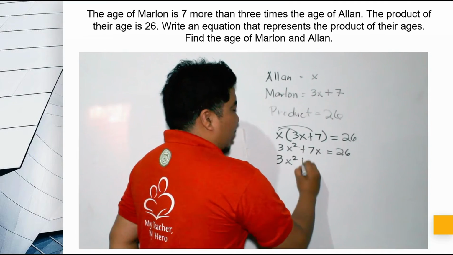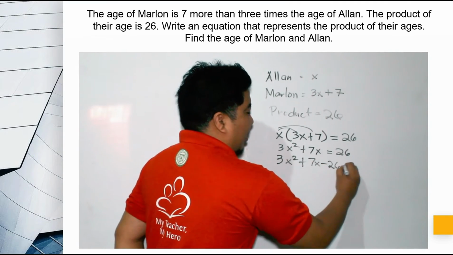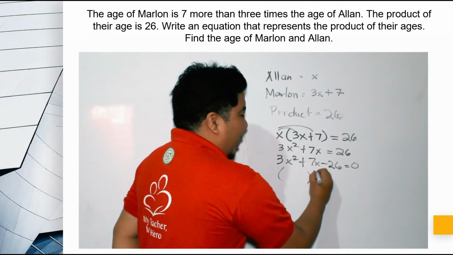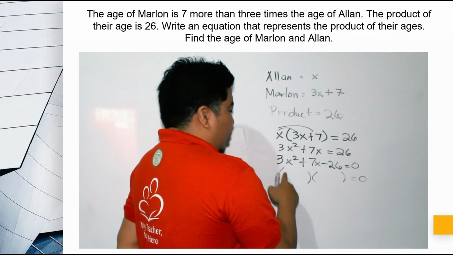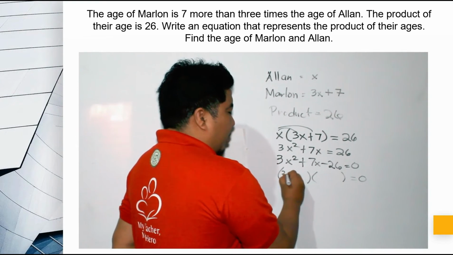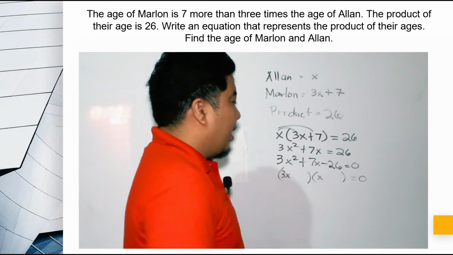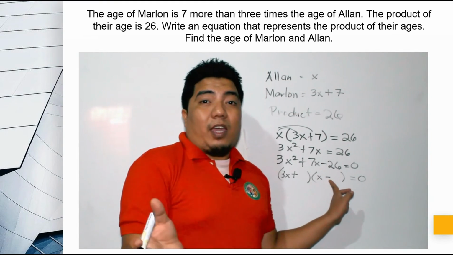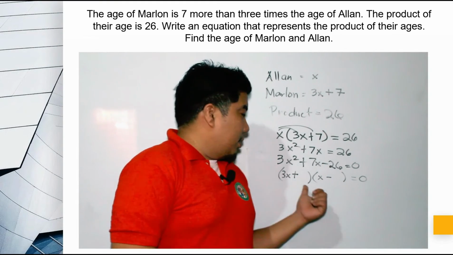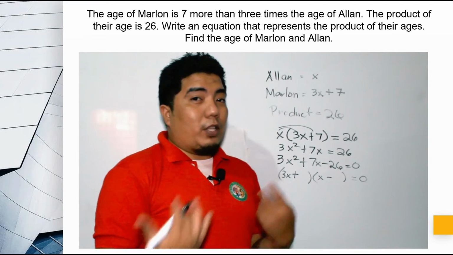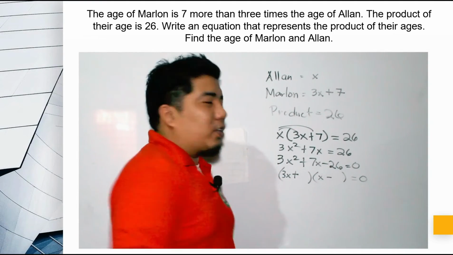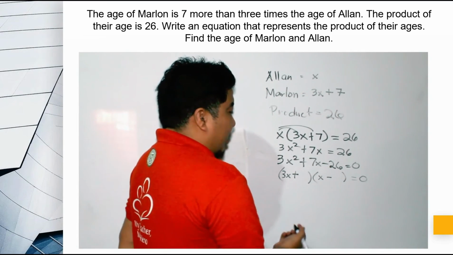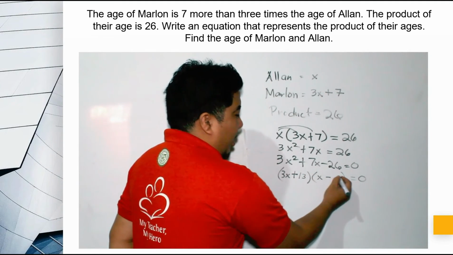Then, we transpose our 26. So, that will become minus 26 because this is positive. Okay. Then, we will factor them. Alright. So, since this is 3x squared, the factors are 3x and x. Okay. And since this is negative, that is positive and negative. But this positive and negative here is not yet sure, because what we need to do here is trial and error whether we will get the correct answer. Okay, so what are the factors of 26? We could use 13 and 2. Okay, so let's say we use 13 here and we use 2 here.